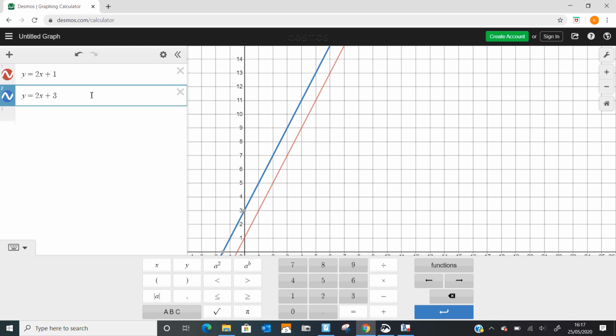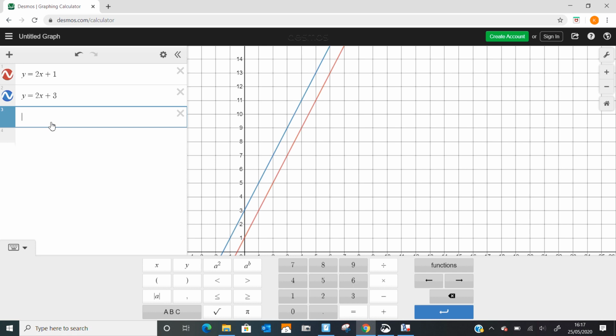Drawing it already. What we can see is that I've got the same gradient, a gradient of 2, which means that every time I go along 1, I go up 2, along 1, up 2, as you can see. Same as the red line that's there. So these two lines are parallel because they've got the same gradient. The difference with these two lines is the c value, where we cut through the y-axis. You can see that's 3.